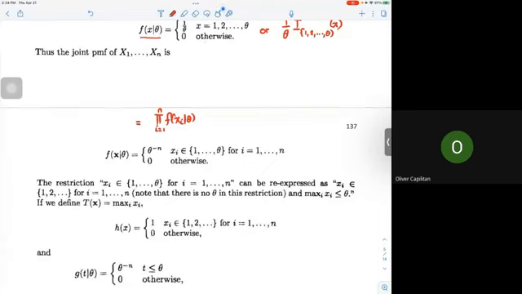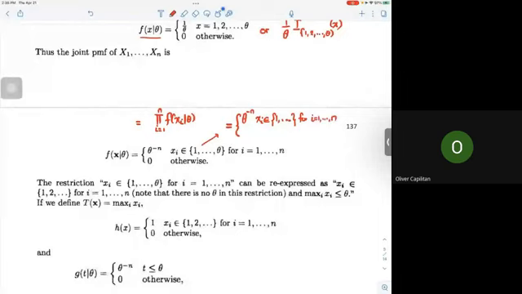Okay, or this could be expressed, dito ko na isulat, no? Equals, yan. This could be expressed as theta to the negative n. We have here x sub i is an element of 1, okay, and so on and so forth, for i from 1 up to n.